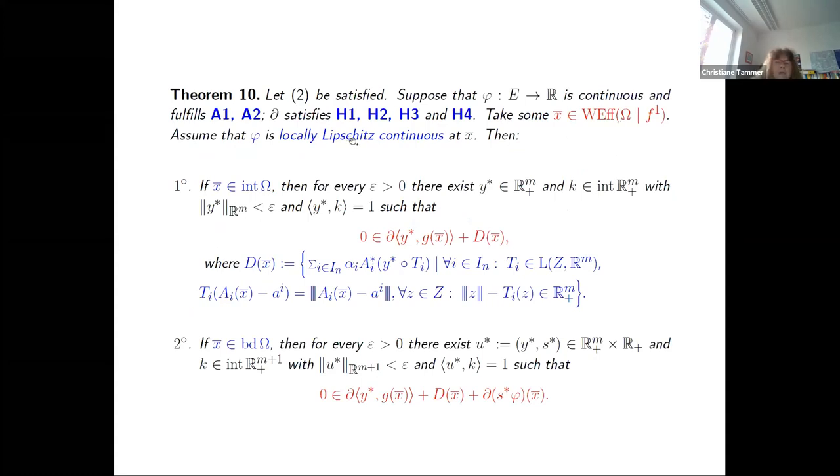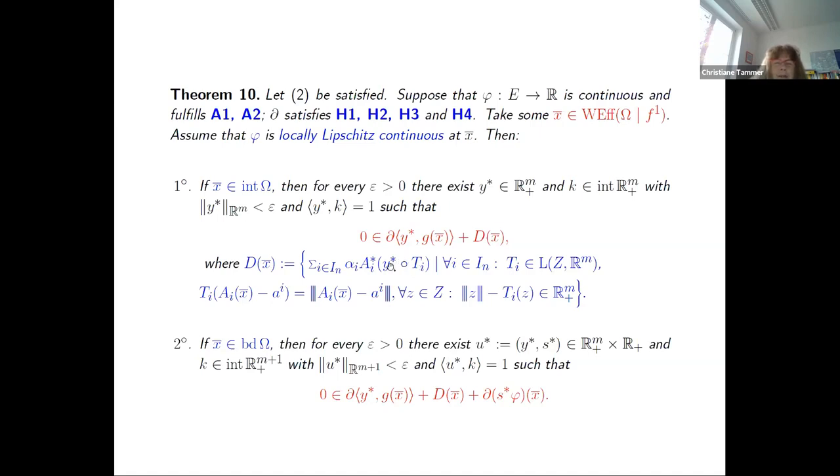This is the Lipschitz condition concerning the penalization function. Then we get this necessary optimality condition for the case that x bar belongs to the interior of the feasible set, and this is the case that x bar belongs to the boundary of the feasible set. Here the set D of x bar is involved, and you can see nothing else than the structure of the subdifferential of the vector-valued norm.